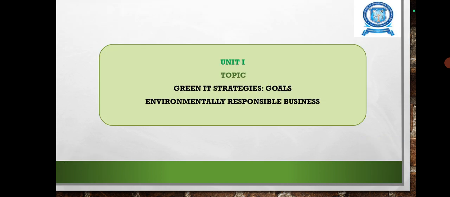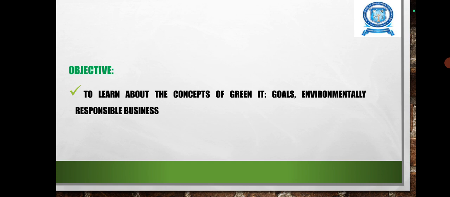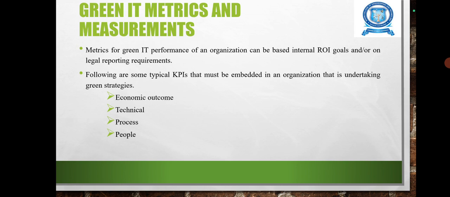Unit 1 Topic: Green IT Strategic Goals, Environmentally Responsible Business. Objective: to learn about the concepts of green IT goals and environmentally responsible business. First, we are going to see the green IT metrics and measurements.